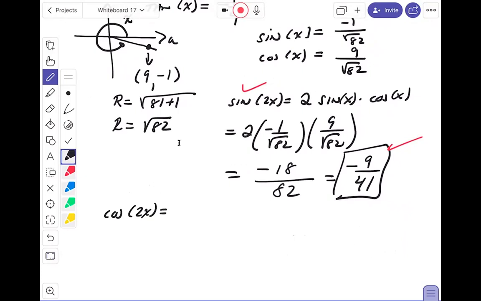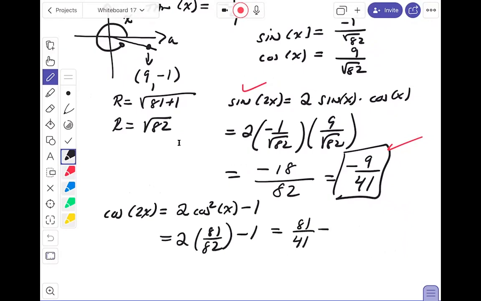There's many ways to write it down, but I'm going to write this down now. 2 cosine squared x minus 1. There's actually 3 formulas for this, but I'll just use this one over here. For what cosine squared is going to be, 81 over 82 minus 1. I think I can do that. That's 81 over 41 minus 41 over 41, which is going to be, let's see, 81 minus 41 is 40 over 41. Again, I check my key. What's cosine of 2x? 40 over 41.